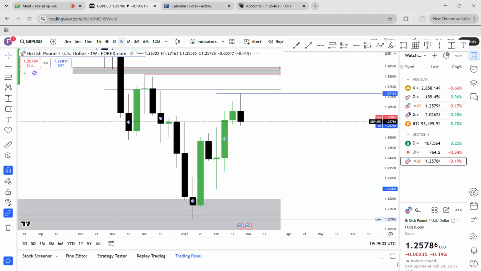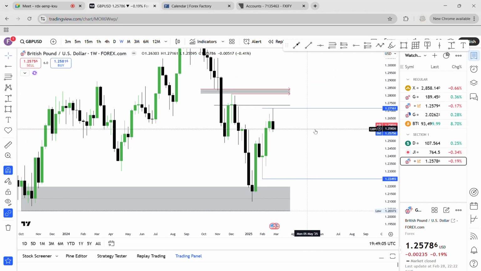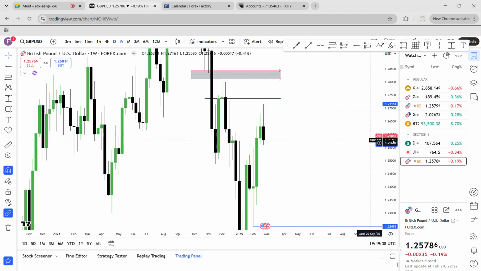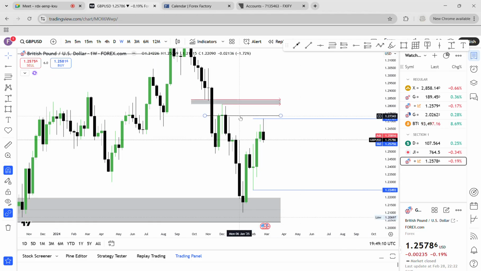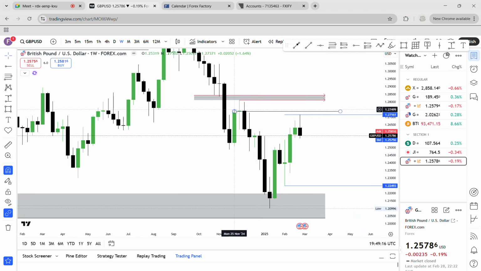So now we are going to the weekly time frame to look at the structure. This area, I marked it out from the monthly time frame, open and close, and you can see what it looks like in the weekly time frame. It's a key level.